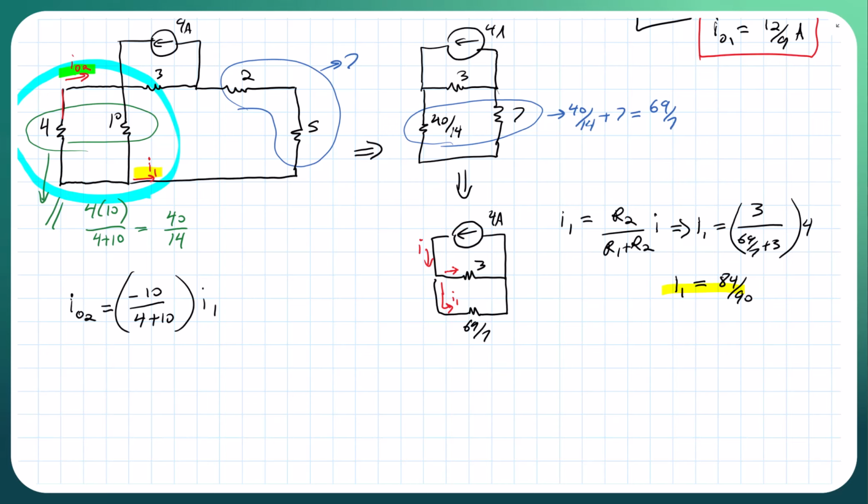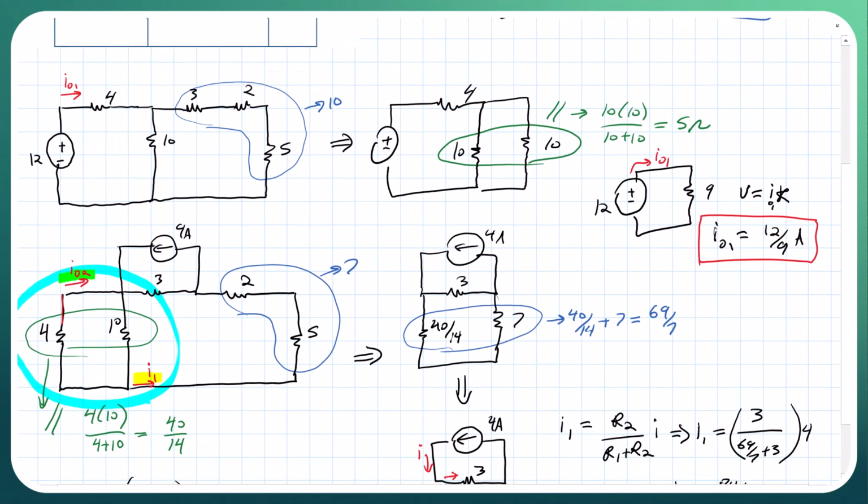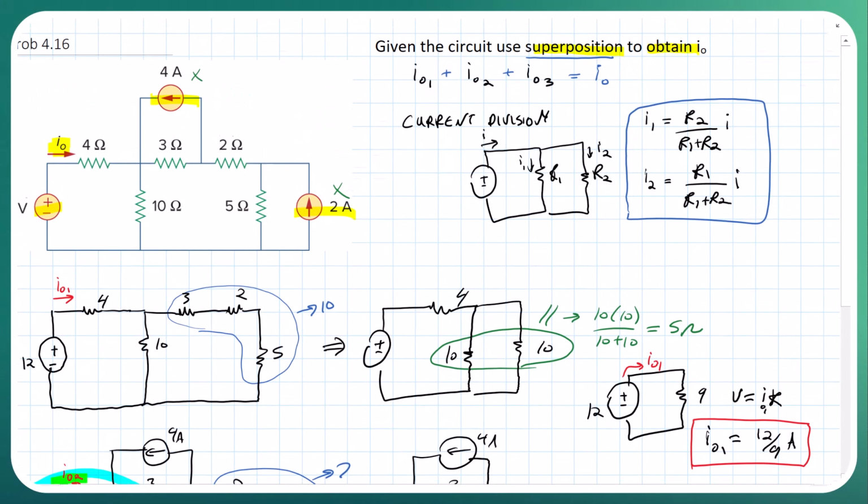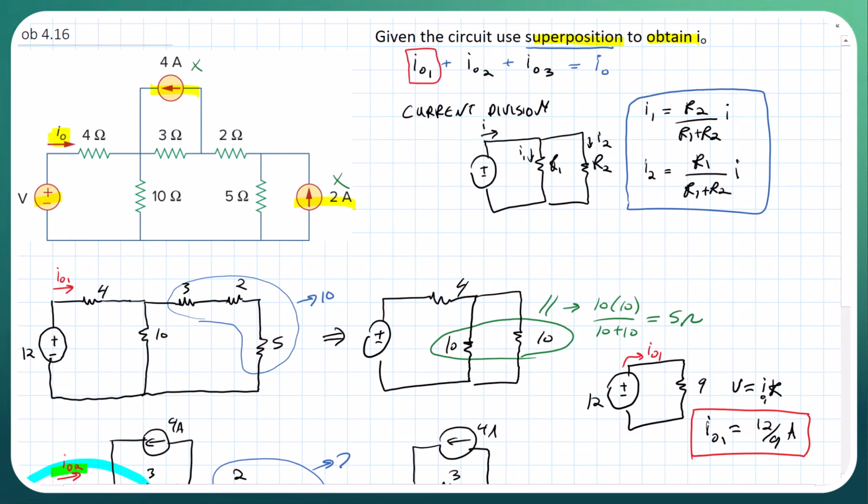Okay, so we can plug in I1 into this equation, and then we get minus 6 over 9. Okay, so now we have IO2 is that. So we've solved for IO1, we solved for IO2, now we need to get IO3.